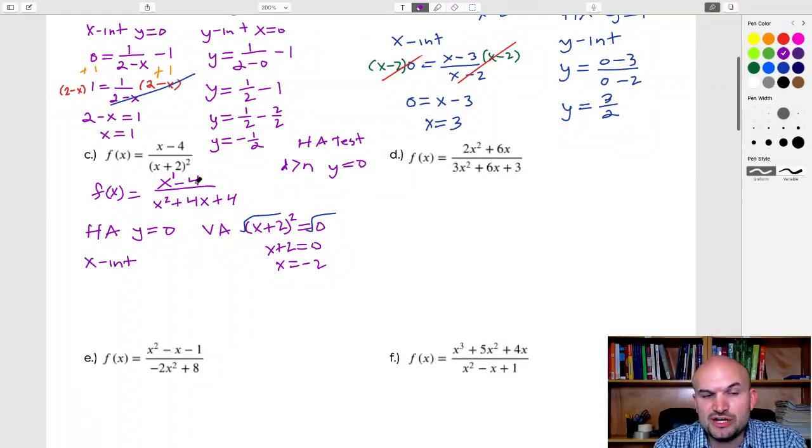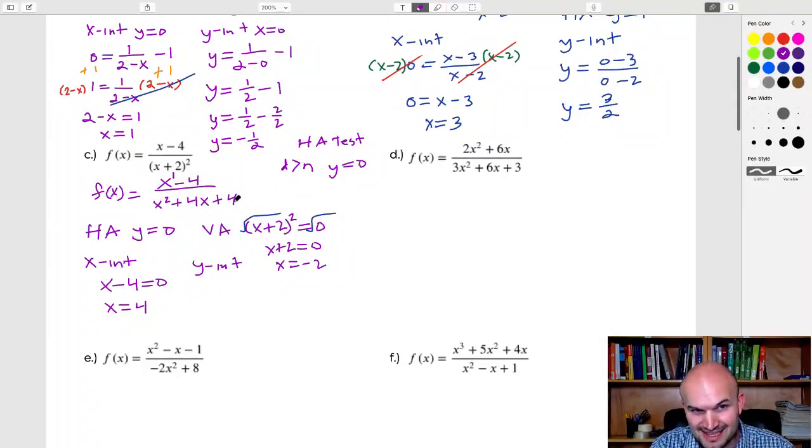Okay, now to find the x-intercepts, again, remember, just what I found here, take the numerator and set it equal to 0. So x minus 4 is equal to 0, so x is equal to 4. To find the y-intercept, just take the constant over the constant. But again, that's not the constant. This is the constant. So it's negative 4 over positive 4, which is y equals negative 1.